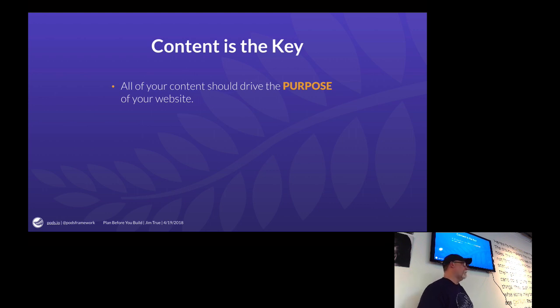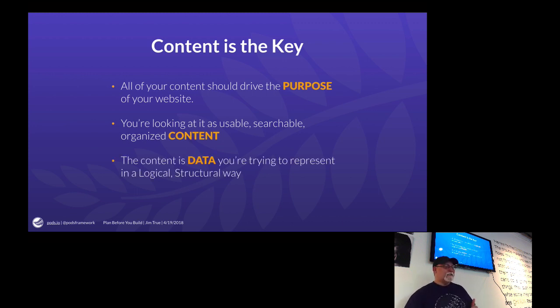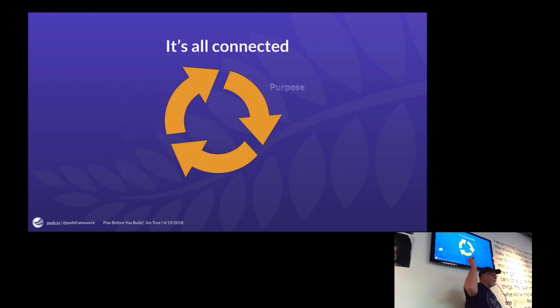We're talking about content. Content is the key to your website design and your website purpose. All of your content should drive the purpose of your website. All of it is there to help drive that function. You're looking at it as usable, searchable, organized content. I put that as usable, searchable and organized because search engine optimization is based on having a very well-organized data structure and well-organized content, content that isn't repeated, content that connects to other content. And the content is data that you're trying to represent in a logical and structural way. That's kind of what we've done with our data model.